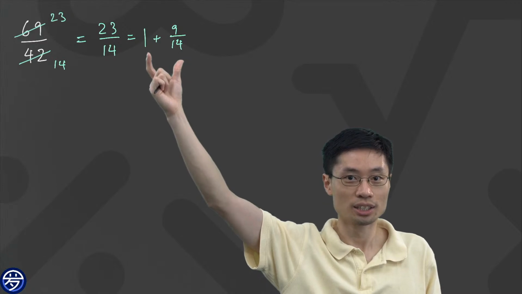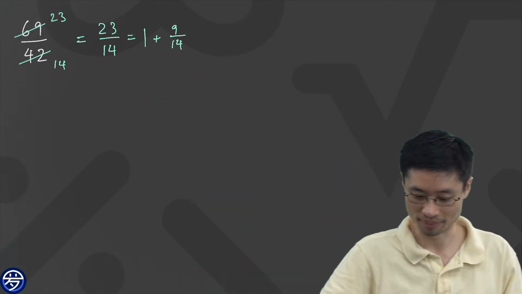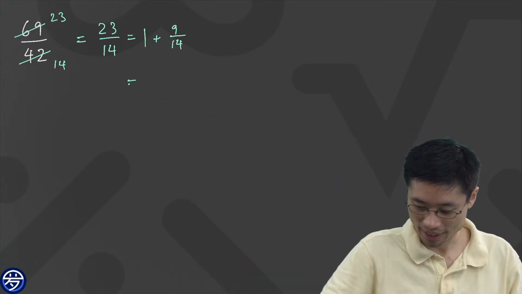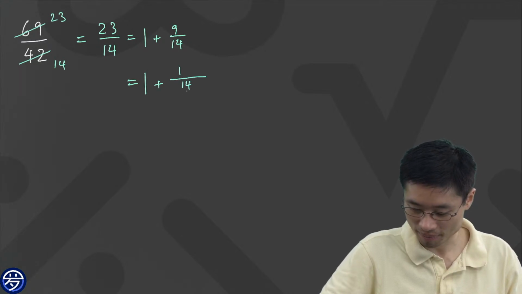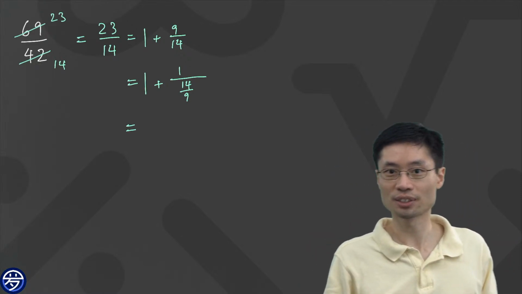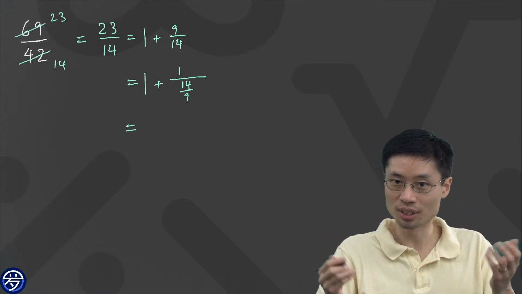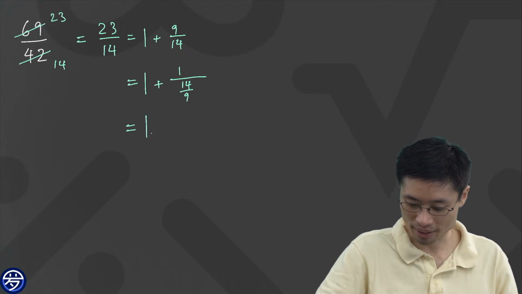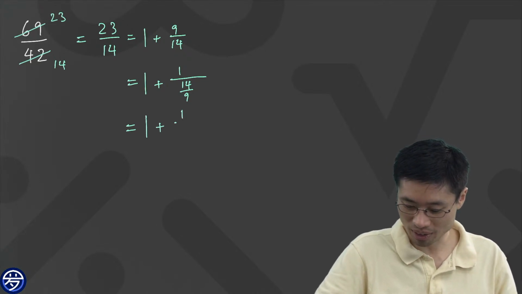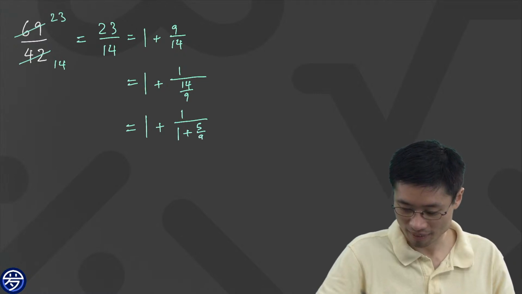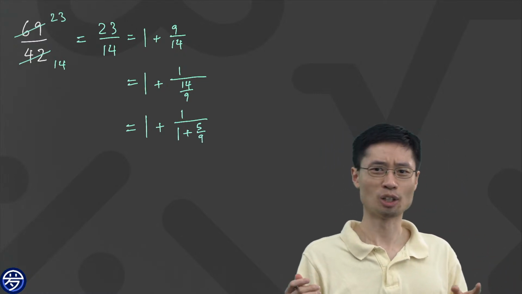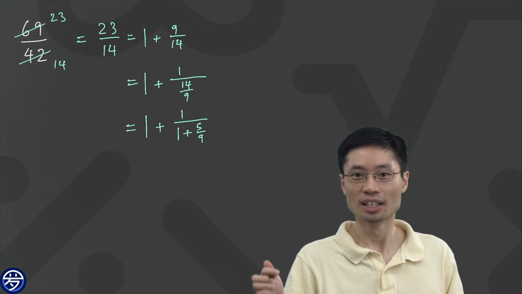But let's keep going. So I want to do 1 plus 1 over something. All right, well, we will. It's 1 plus 1 over 14 over 9. Well, I have to break 14 over 9 into a mixed number now. It's 1 plus 1 over 1 plus 1 over 1 plus 5 over 9. Is that okay? Hopefully I didn't make a mistake. I think that's okay. Now we keep going.